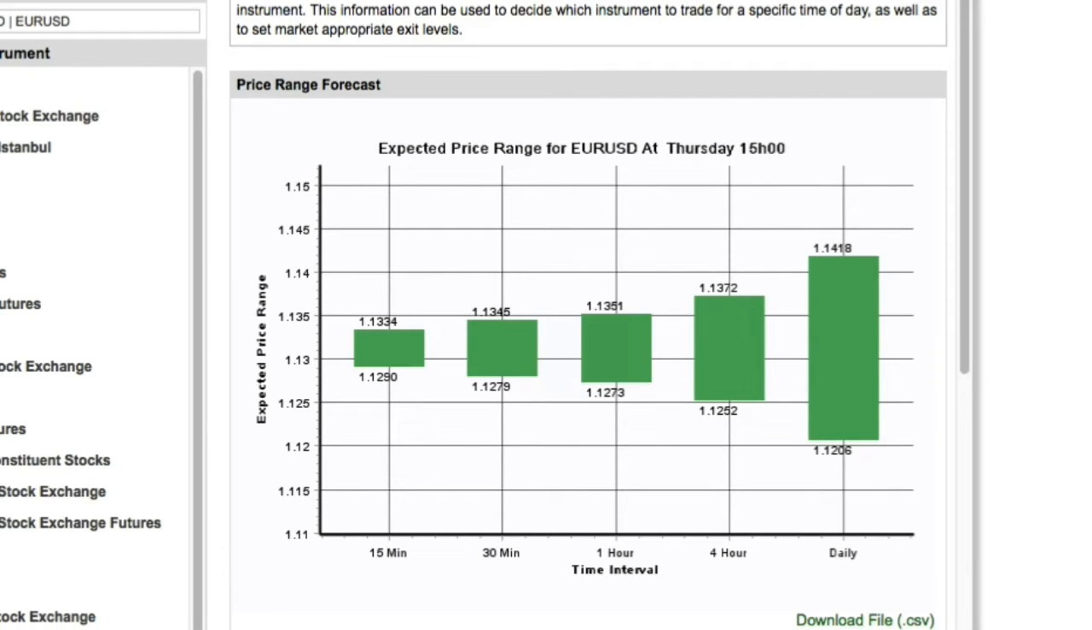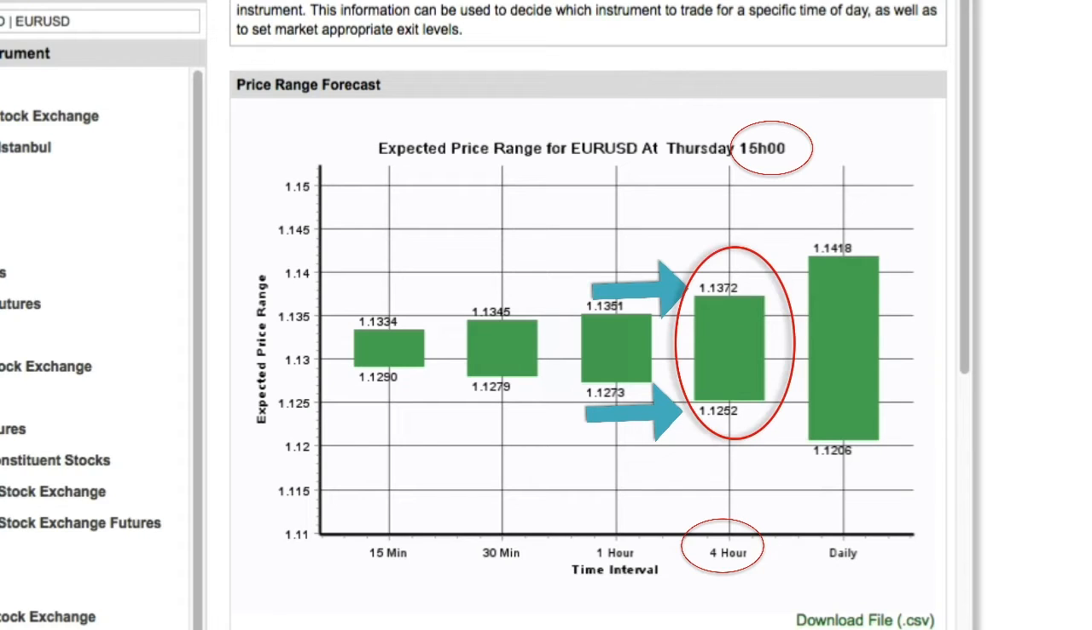The probability that the price will stay inside the green bar for the given time interval is 68%. It's important to understand that this graph is a forward-looking view taken at a specific point in time. That time is indicated just above the graph. So, for example, on this particular graph, it suggests that there is a 68% likelihood that the price will stay between 1.1290 and 1.1334 for the 15 minutes following 3 p.m. Similarly, there is a 68% likelihood that the price will stay between 1.1262 and 1.1372 from 3 p.m. for the next 4 hours until 7 p.m., as illustrated by this block.